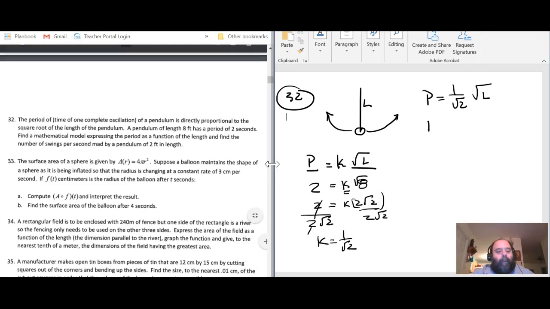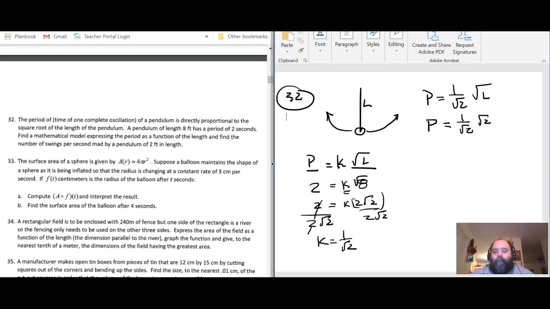So the P would be the period, and if it's 2 feet in length, that means we're going to get a square root of 2 here, which means the period is 1 when I'm 2 feet in length. So this means that it's going to take 1 second to go from side to side. And the question asks me the number of swings per second made. So it's 1 swing per second.